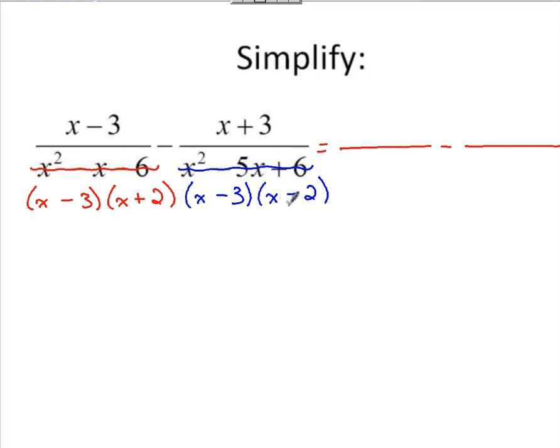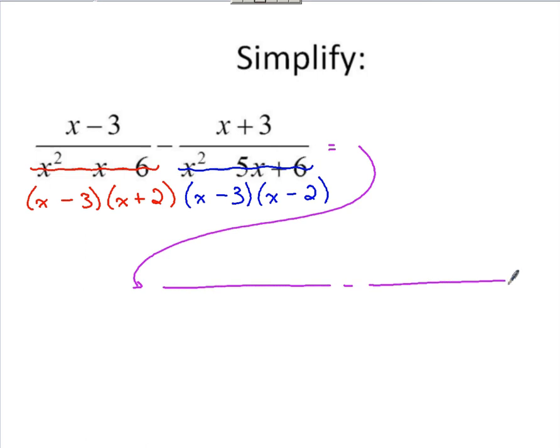So if that's the case, I need a little more room. I'm going to set up my fractions down here. Okay, so 3 factors. You've got x minus 3. You've got x plus 2. You've got x minus 2.